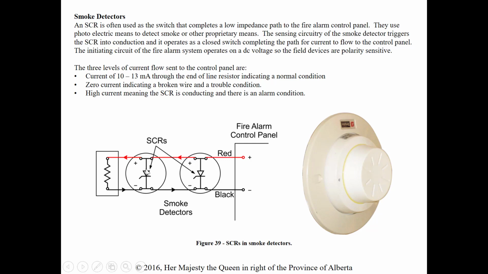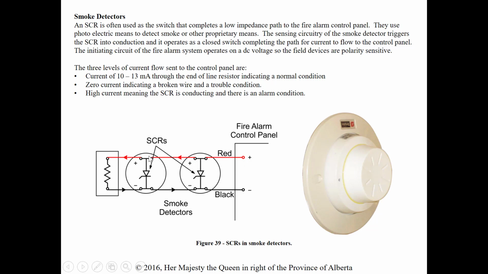So this SCR is forward biased, and this is a smoke detector. What they're saying is they have either photoelectric means or another proprietary means of detecting that there is smoke around, and they will use that sensing circuitry to gate the SCR. Once it's gated, the current that normally goes through the resistor, which would give us a value of 10 to 13 milliamps, indicating a normal condition, because normally we're going through the end-of-line resistor and back to the panel.